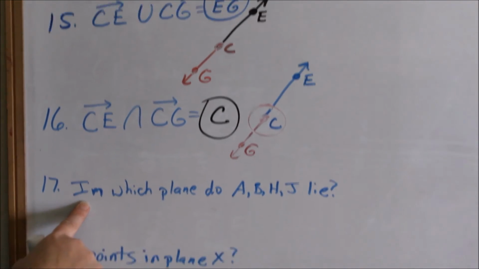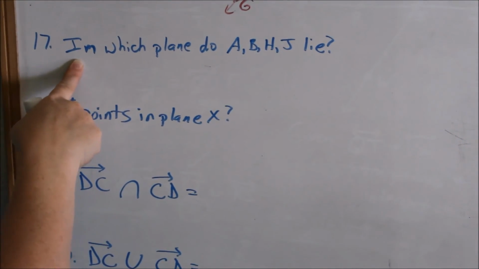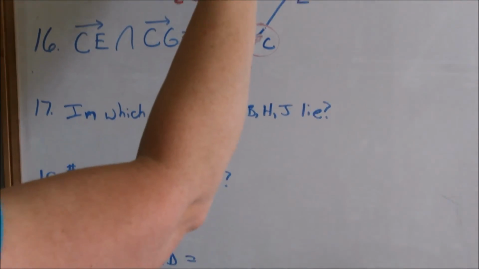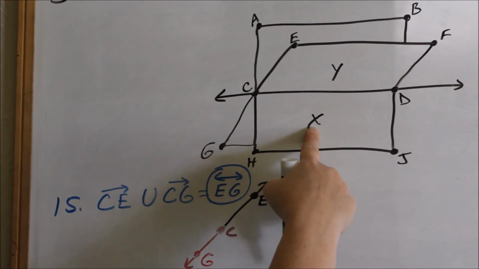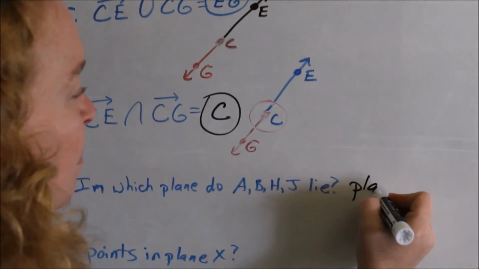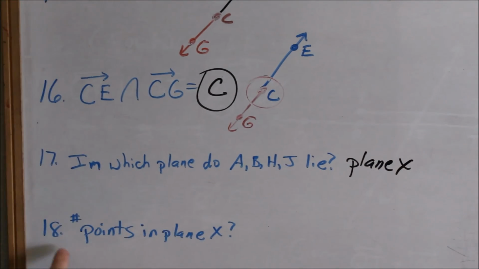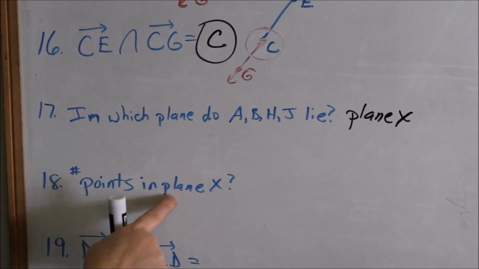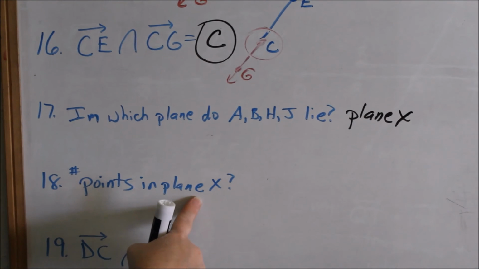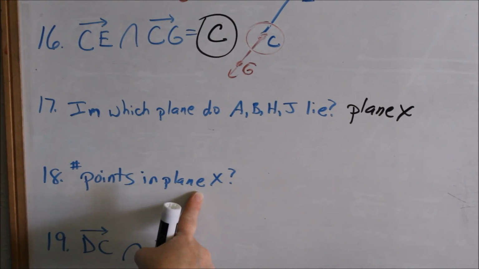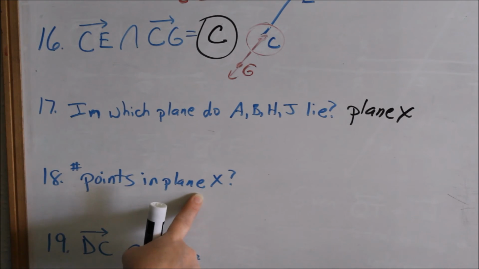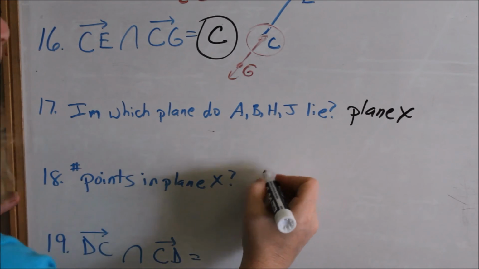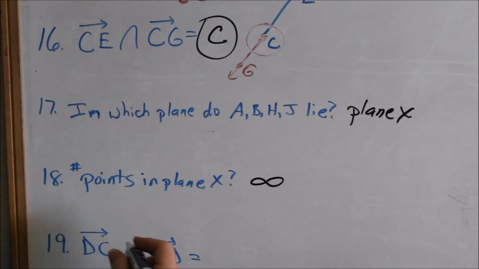Number 17, in which planes do A, B, H, and J lie? If you go back to your picture, A, B, H, and J, they all lie in plane X. Those are all in plane X. Number 18, how many points are there in a plane? Well, if there's an infinite number of points on a line, and then there are an infinite number of lines in a plane, then it stands to reason that there are an infinite number of points in a plane.